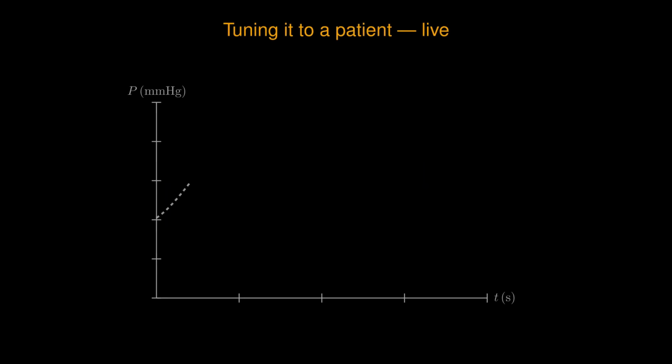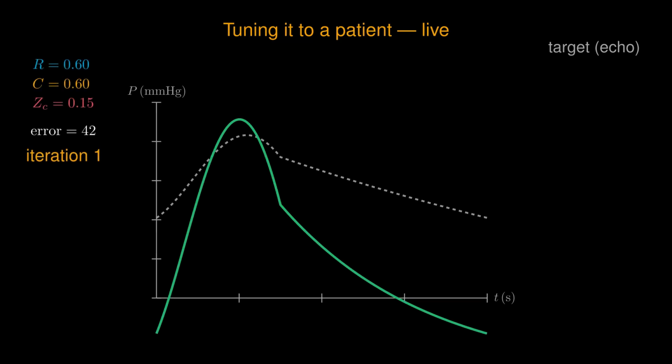Here's how you actually fit it to a patient. The echo gives you a target pressure wave, the dashed curve. You don't know the 3 numbers yet, so you guess, solve the model, and compare. First guess is off. The mean is too low and the pressure crashes too fast between beats because the resistance and compliance are both too small.